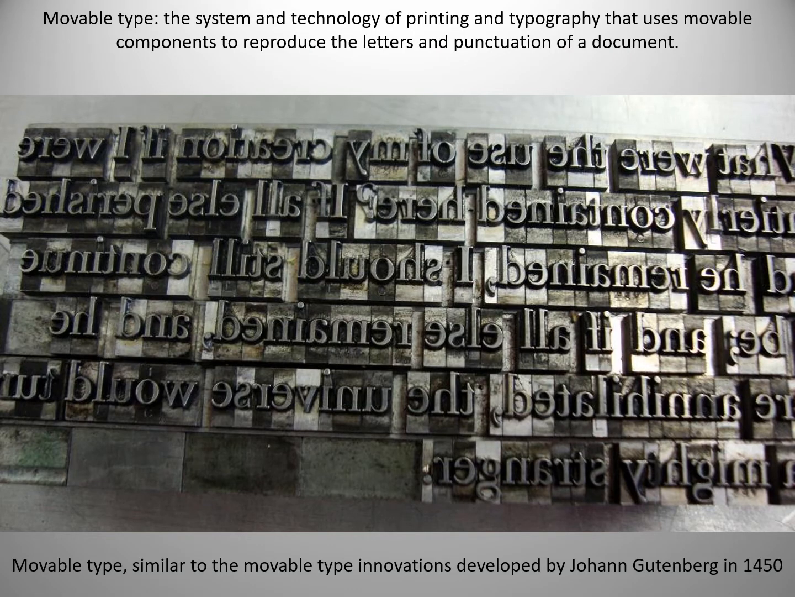Movable type is a system and technology of printing and typography that uses movable components to reproduce the letters and punctuation of a document. And so what we're looking at here is movable type. You can see the individual letters and commas all have their own blocks. This is similar to the type of innovation developed by Johann Gutenberg in 1450.